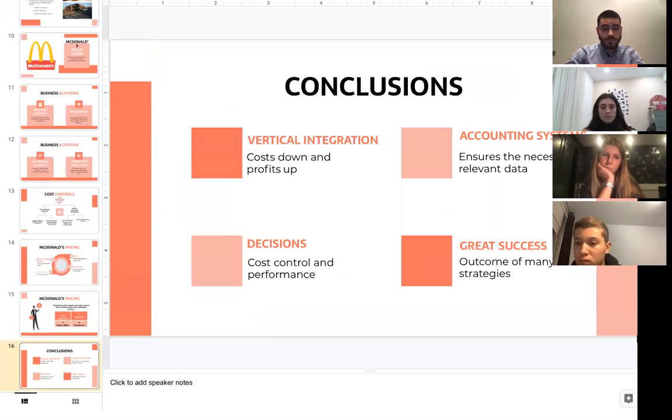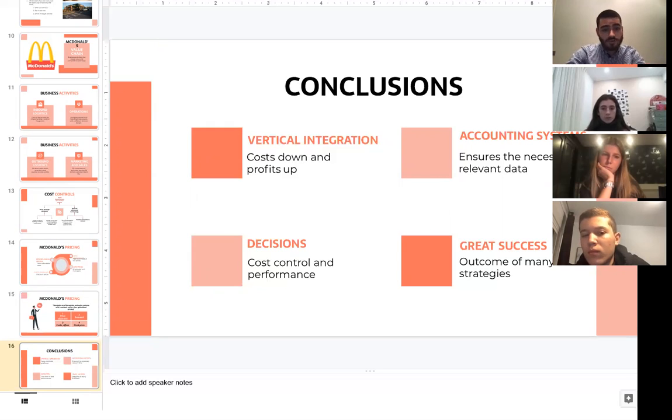So, conclusions. In the first place, we have vertical integration, and McDonald's is the finest example of how vertical integration can keep costs down and profits up. For example, they grow their own beef through contracted producers, they process their own meat, they create their own spices, grow their own potatoes and vegetables through contracted producers, and transport their goods on their own.